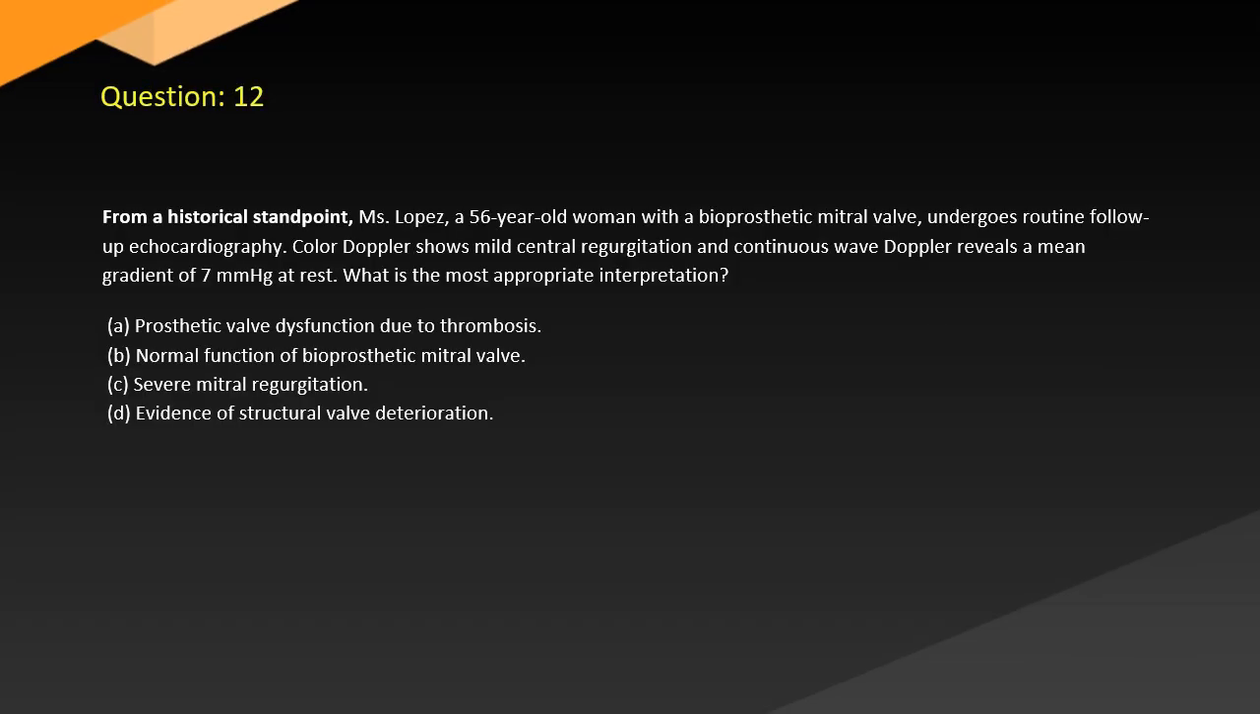Question 12. From a historical standpoint, Ms. Lopez, a 56-year-old woman with a bioprosthetic mitral valve, undergoes routine follow-up echocardiography. Color Doppler shows mild central regurgitation and continuous wave Doppler reveals a mean gradient of 7 mmHg at rest. What is the most appropriate interpretation?